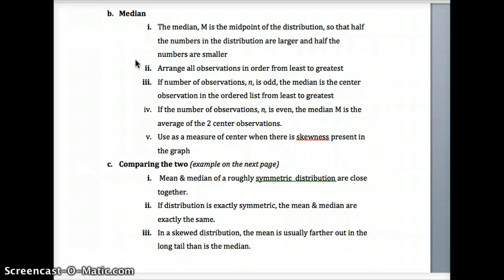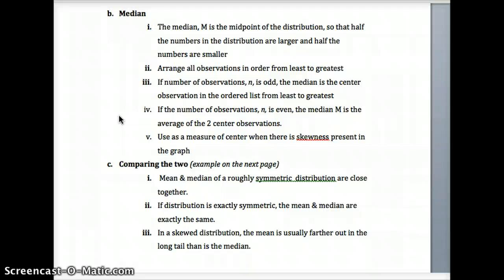If the number of observations is odd, it's the middle number. If the number of observations is even, the median is the average of the two middle numbers. So I would take the two numbers in the middle. If I have 6 numbers, I would take the third and the fourth, add them up, and divide by 2 to take their average.